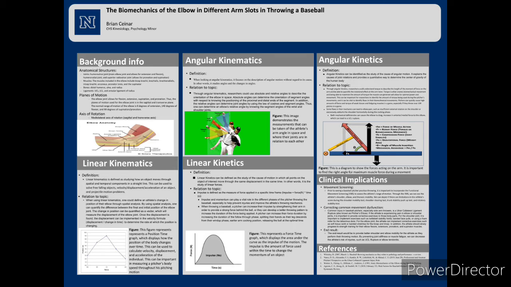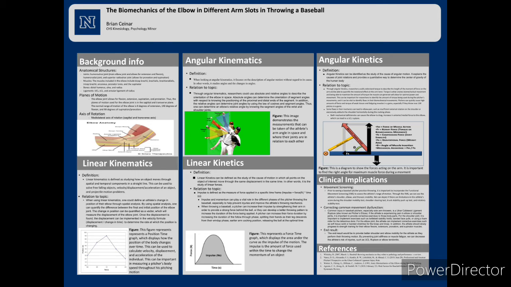This could be displayed in a force-time graph. In the force-time graph, you can see the area under the curve represents impulse, which is the amount of force being used within the time to change the momentum of the object.